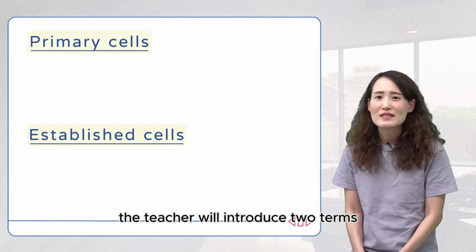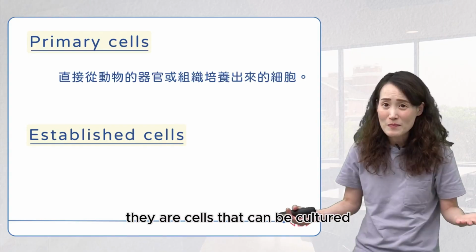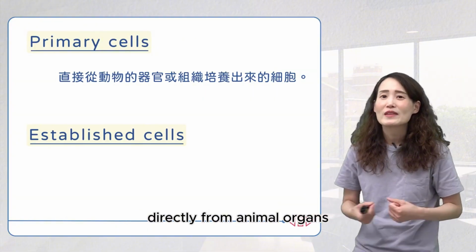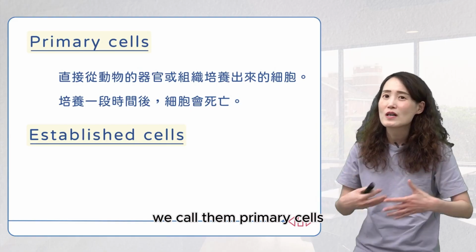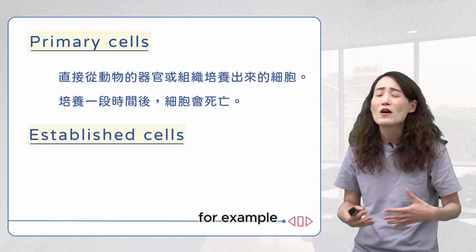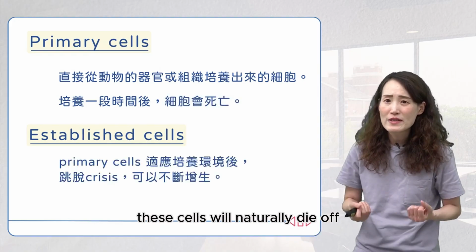Next, the teacher will introduce 2 terms. The first is primary cells. What are primary cells? They are cells that can be cultured directly from animal organs, such as the liver or lungs. We call them primary cells. After a period of culturing, for example, after they have been replicated 50 or 52 times, these cells will naturally die off.